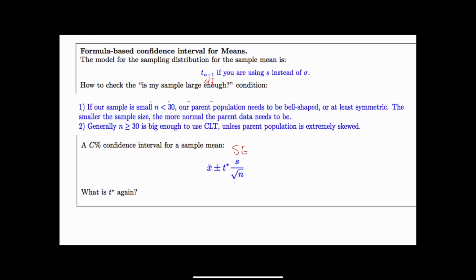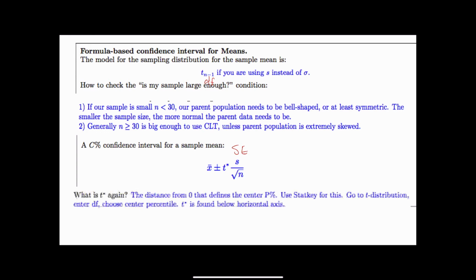What is t star again? That's the distance from 0 that defines the center C%. So just like z star, but we're on the t-distribution. If you want a t star, we use StatKey. So we go to t-distribution on StatKey, we enter our degrees of freedom, you choose the center percentile, and t star will appear on the bottom below the horizontal axis, just like z star does when we're looking for a z star on the normal distribution.